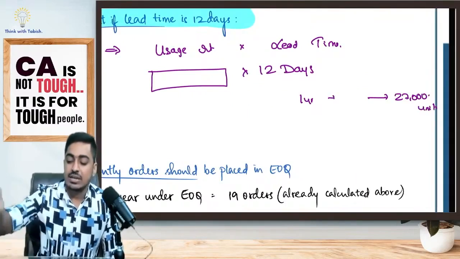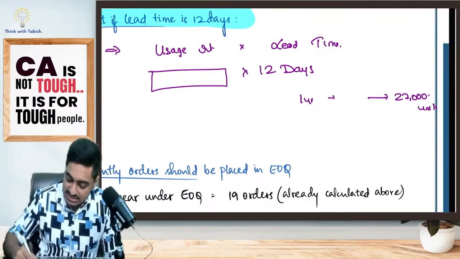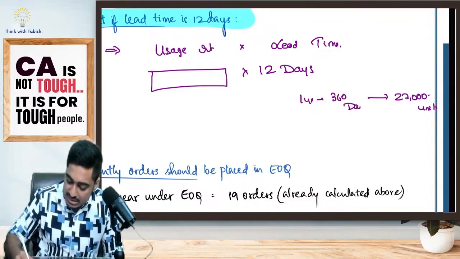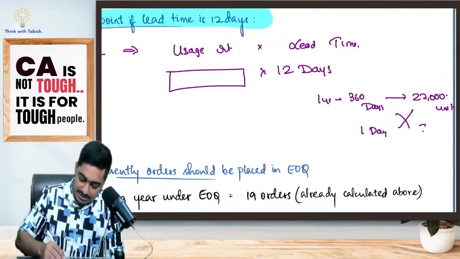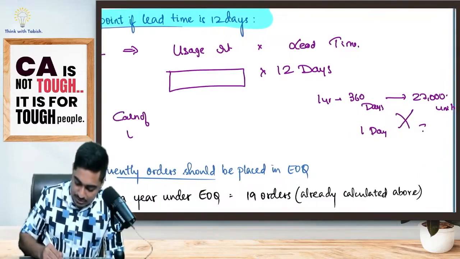And in 1 year, how many days are there? The question is telling 360 days we are working. So in 360 days, I used 27,000 spare parts. That means for 1 day, how many spare parts am I using? Calculation of usage per day.